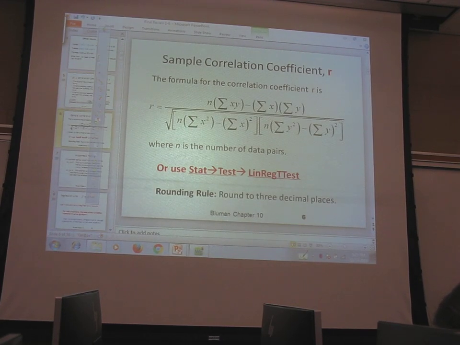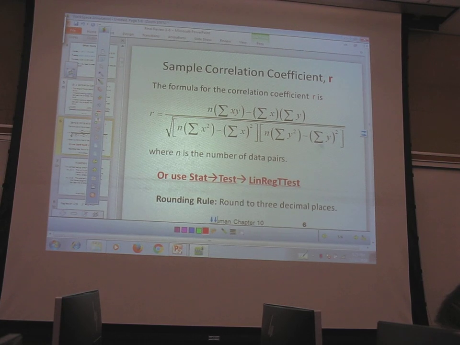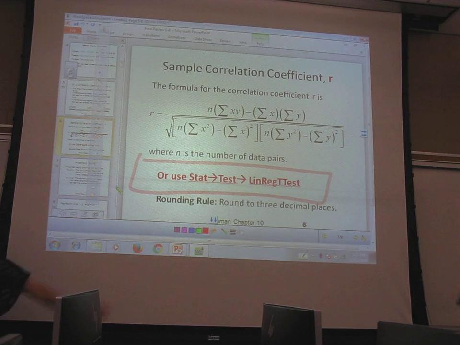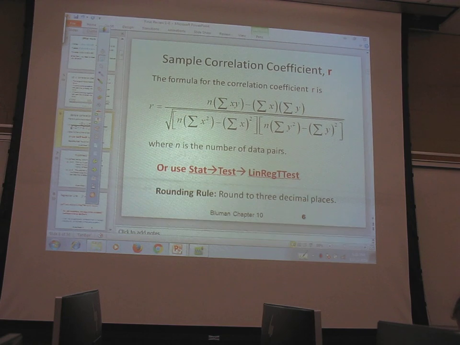This is our correlation coefficient, how to compute it that one time. Then you can just use STAT TESTS, LinRegTTest, where you put your x's into list 1 and your y's into list 2. Round to 3 decimal places. LinRegTTest will give you your a and your b for your regression line. It'll give you your r, and it'll give you your p-value. It'll give you a whole bunch of stuff.